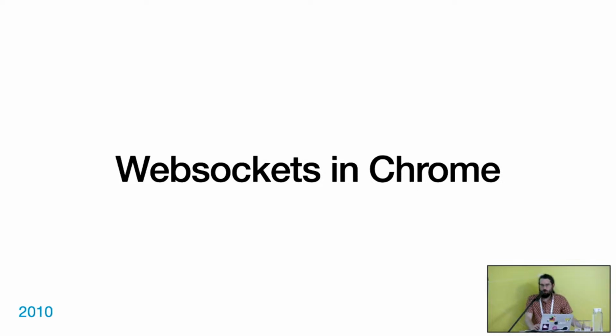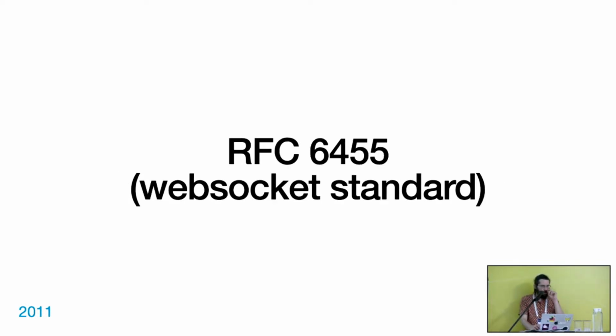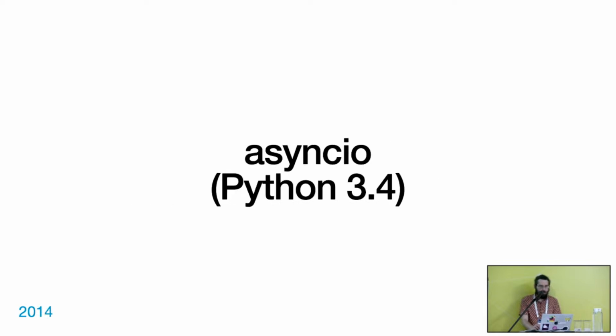In 2010, we got WebSockets in Chrome, and then the next year, there was a standard which quickly got implemented in different browsers. So now it became possible to do this in a standardized way. Python got support for async processing with asyncio. I mean, there were different ways to do async processing, but this is the commonly used one these days, and it came around in 2014 with Python 3.4.